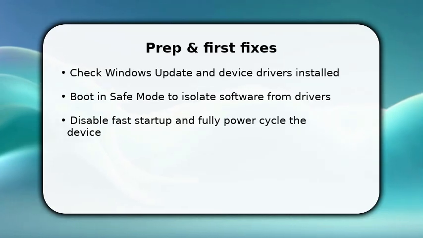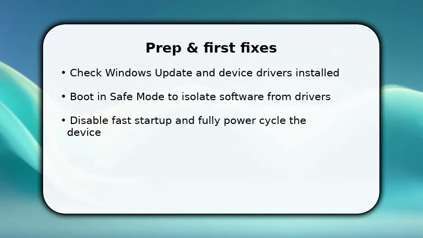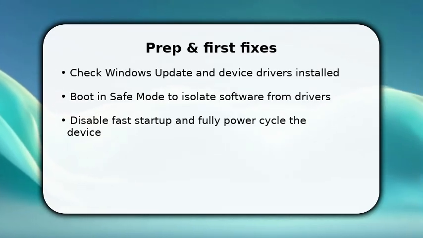Next, disable fast startup and perform a full shutdown, then power cycle the Surface Pro 4. This clears hardware states. Make sure to keep a charged battery and a keyboard dock if you use one.